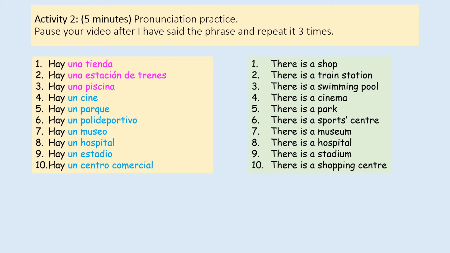Hay un polideportivo. This is quite a tricky one, so I'll say that again. Hay un polideportivo. So you're needing to pronounce every single letter there. Pause your video to repeat this 3 times. Hay un museo.